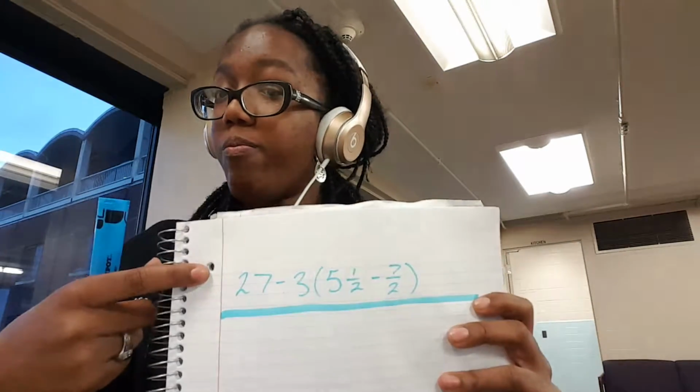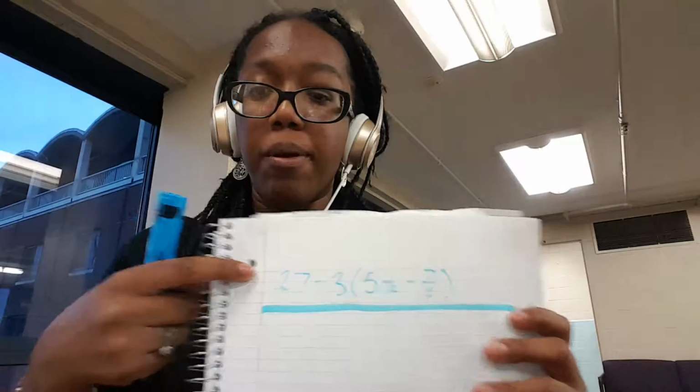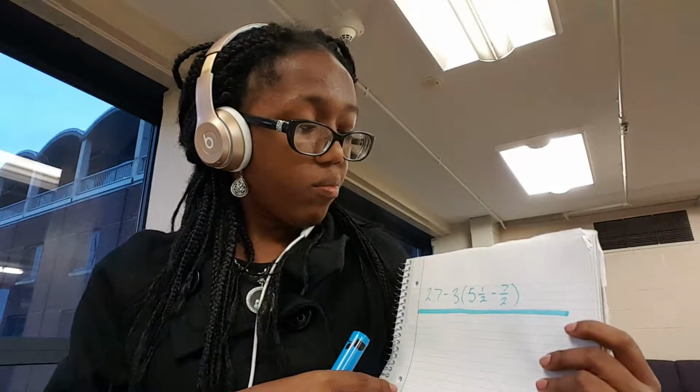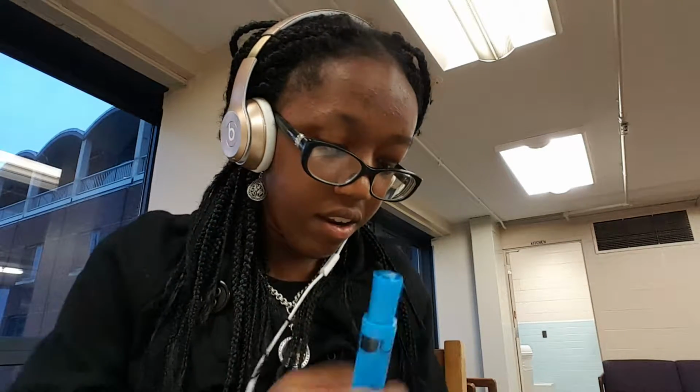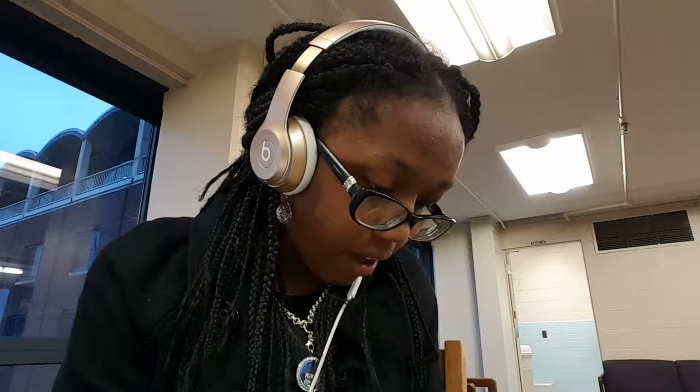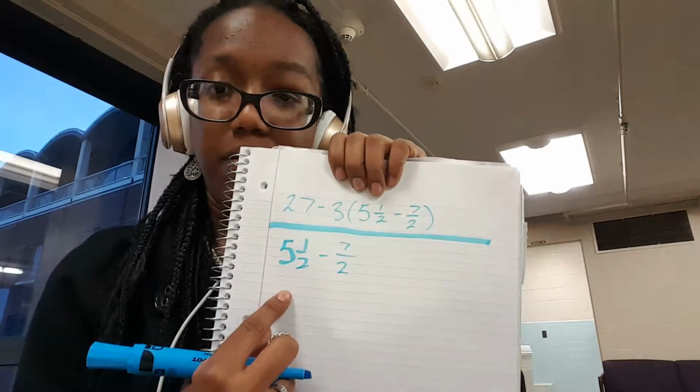So I hope I copied the problem out properly. It's pretty simple once you know what you're doing. So what we're going to start with is this little section right here in the parentheses. First off, we're just going to take that by itself and look at it the way it is. So 5 and 1/2 minus 7 over 2. We're just going to look at that for now.